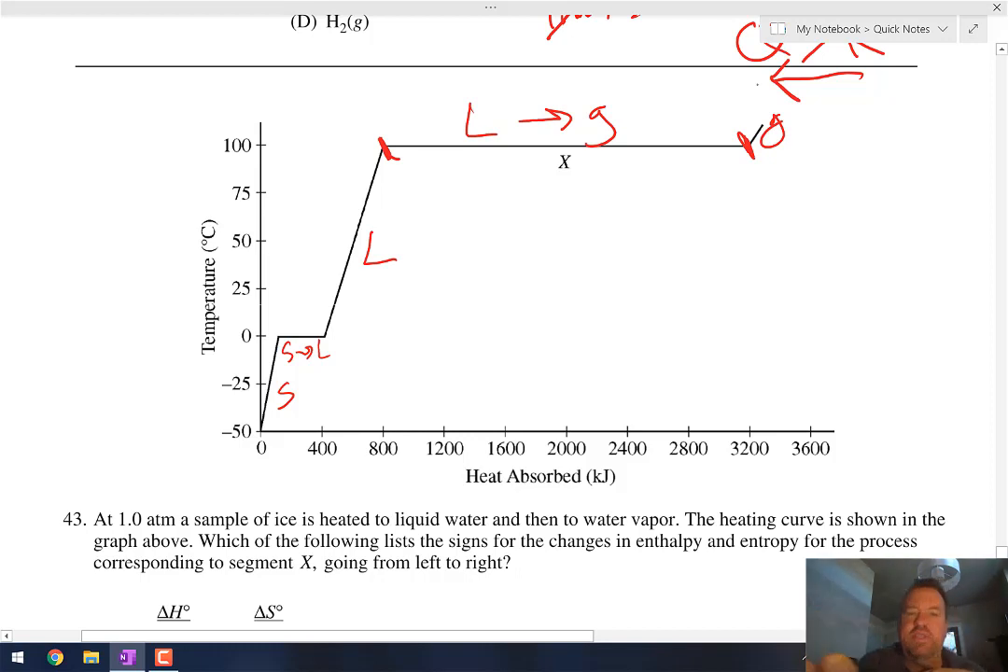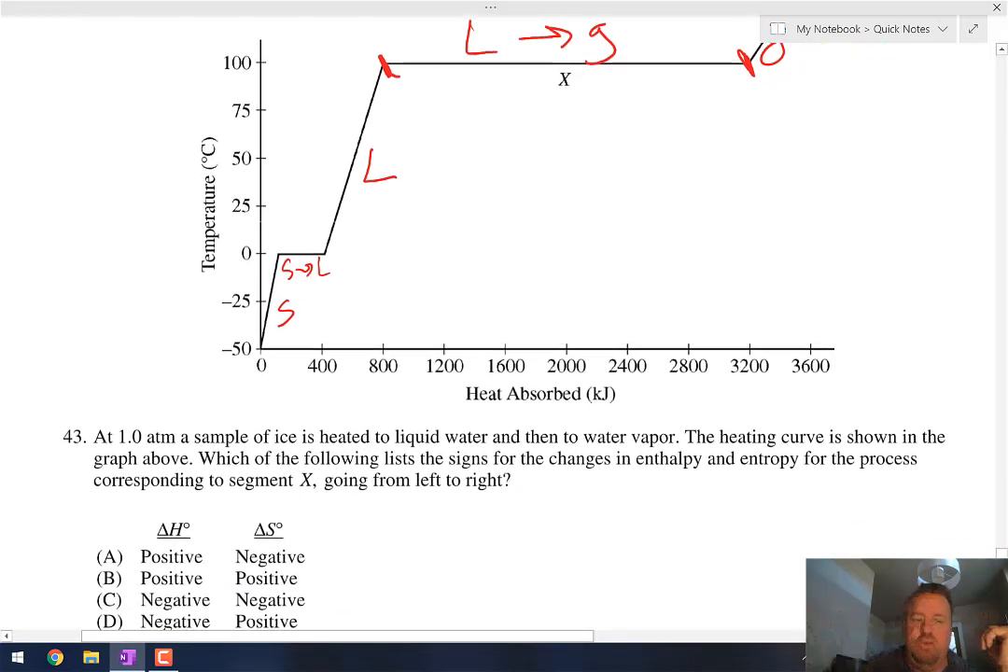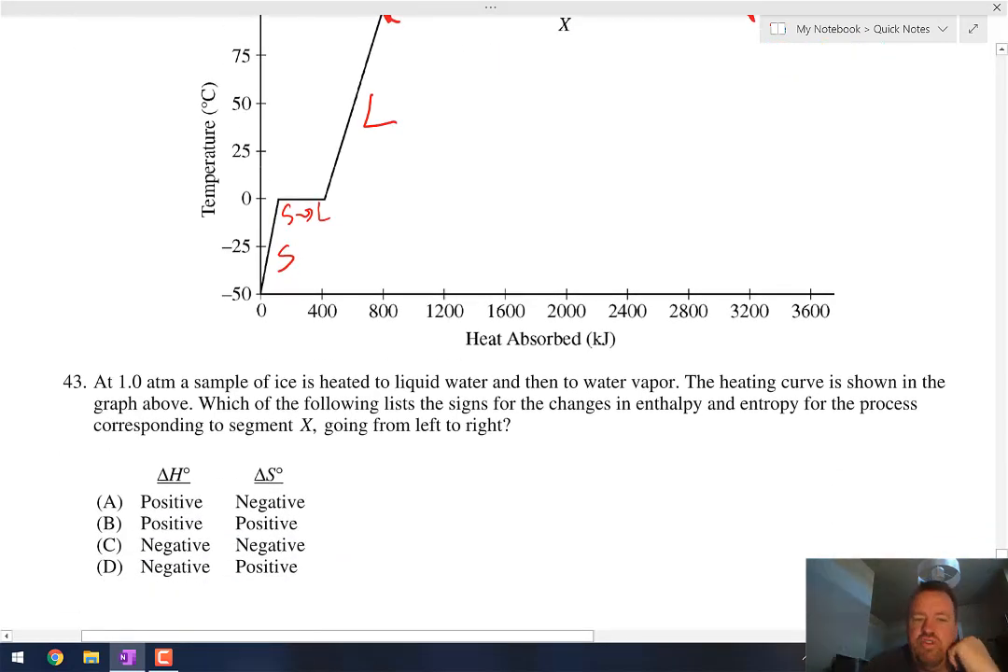So this is the process by which the liquid is turning into a gas. So the liquid particles are breaking apart, turning into a gas. So to me, the easy part there is the entropy. You're going from molecules that are stuck together into a gas that's very much more disordered. So that is a positive delta S. So that means that A is out and C is out.